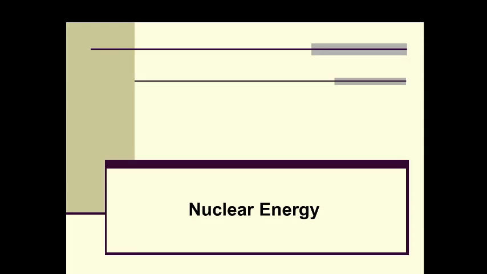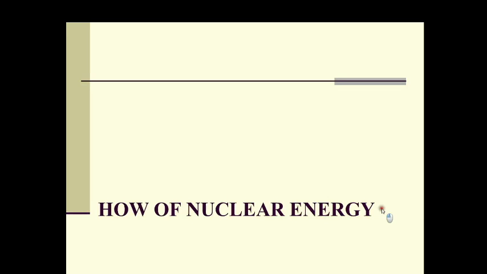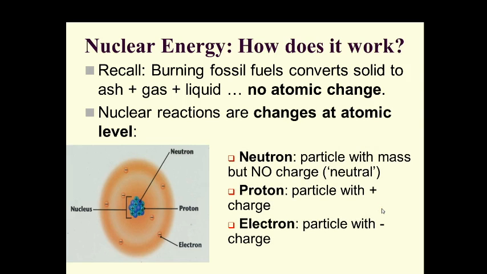Welcome to Unit 5. In Unit 5 we are going to look at nuclear energy, and we're going to begin by looking at how nuclear energy works. So recall when you burn a fossil fuel that you take a solid and you convert it to things like ash and gas and liquid. But if it starts out carbon, it ends up carbon. There's no atomic change. For a nuclear reaction, you're causing a change at the atomic level.